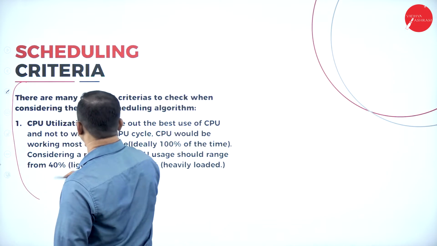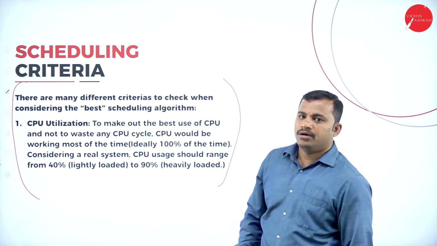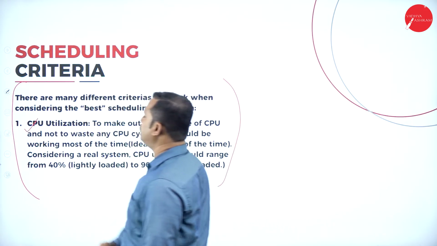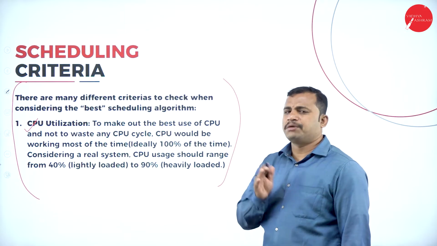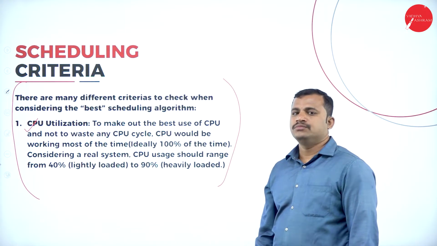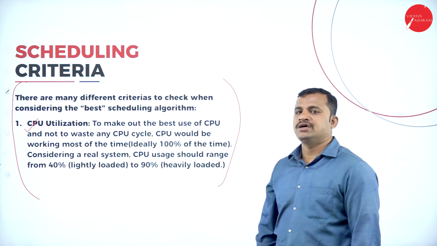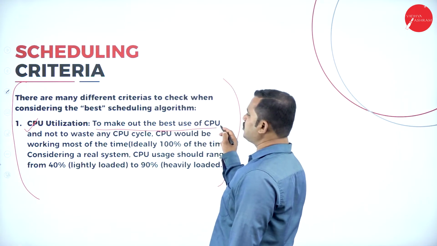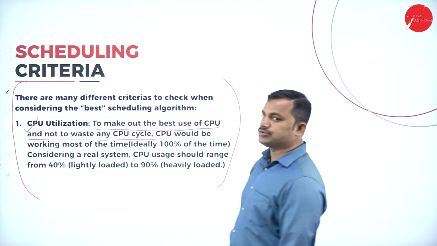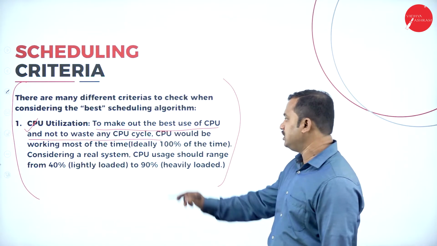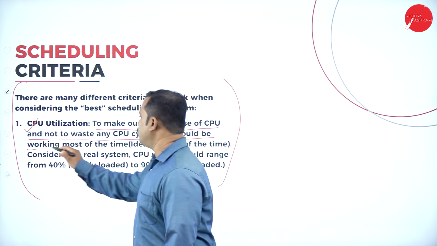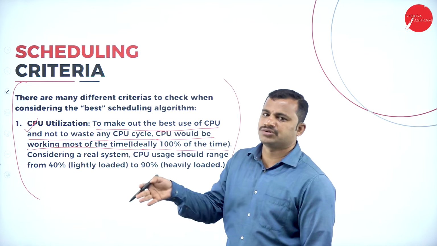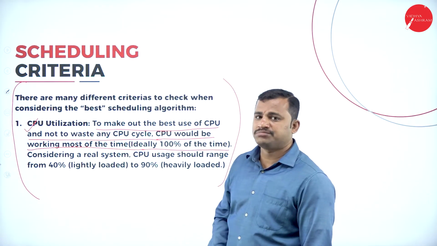Then what are the criteria considered for performing the scheduling algorithms? The first one is CPU utilization. What is the purpose of using the utilization of CPU? The system must be efficient, fast, and the performance must be good enough. In order to do that, to make the best use of the CPU and not waste any CPU cycles, in terms of time and frequency, the CPU would be working most of the time, ideally 100% of the time, but it is not possible because resources like IO operations and everything must be carried out.